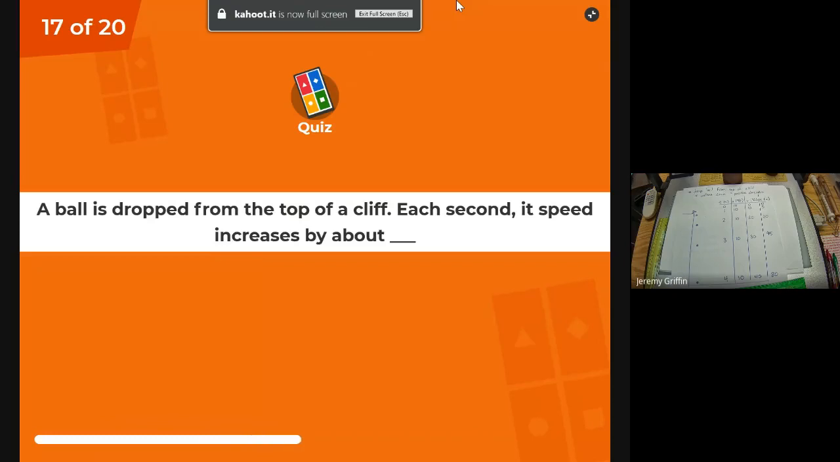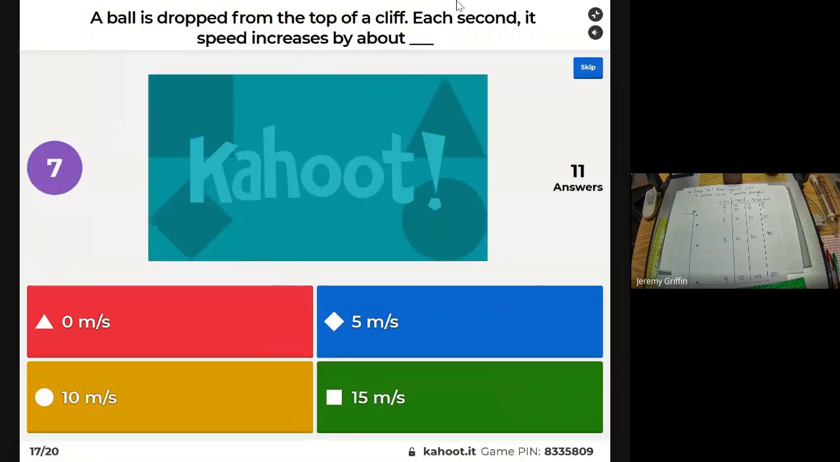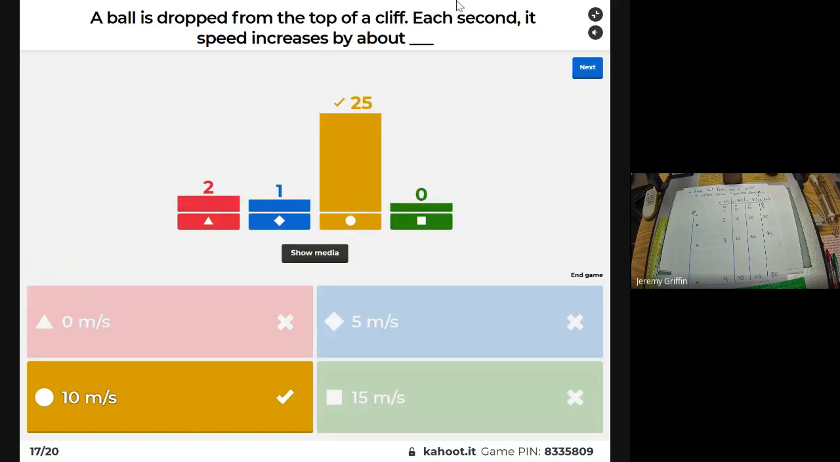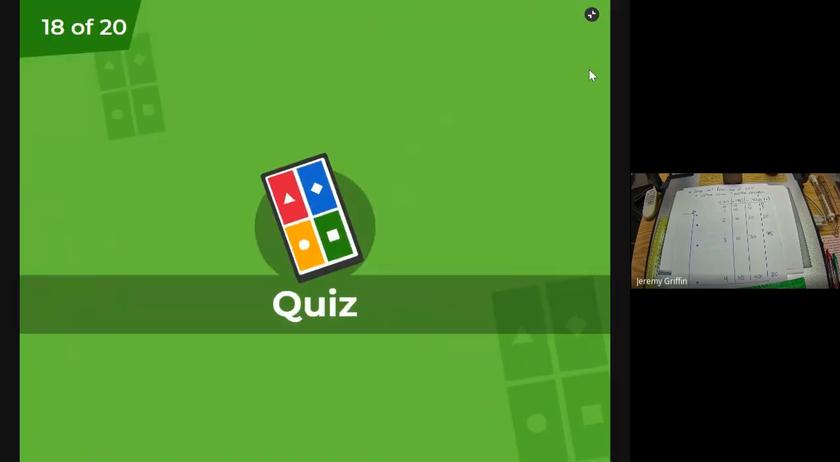Balls drop from the top of a cliff. Each second, its speed increases by 10 meters per second per passing second, right? Who's got any question about that? Okay. So it picks up 10 meters per second per passing second, as long as you're on Earth, and that's implied.